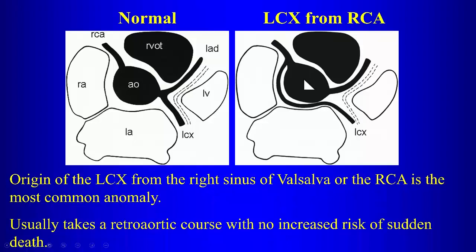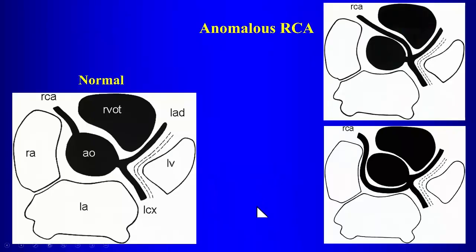It goes around the aorta, which is a benign course. So this course is not associated with ischemia. So that anomalous circumflex from the right going behind the aorta is the most common and not associated with ischemia.